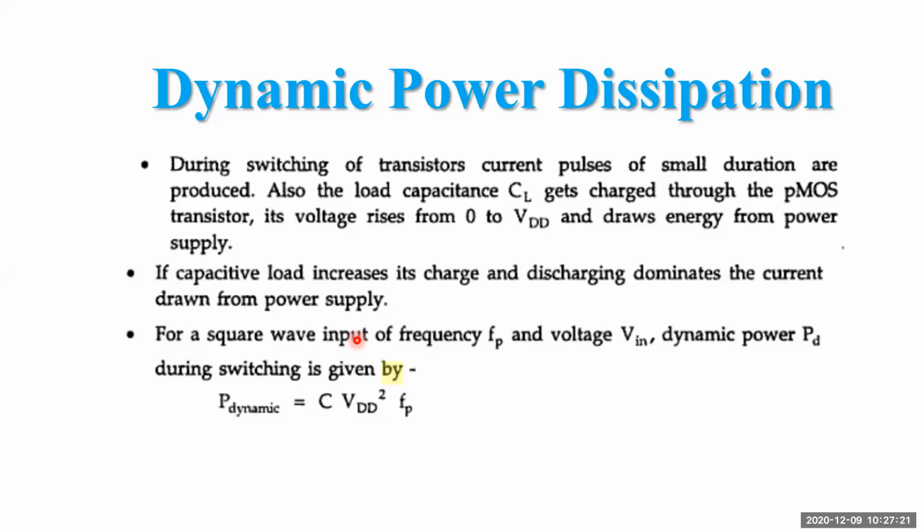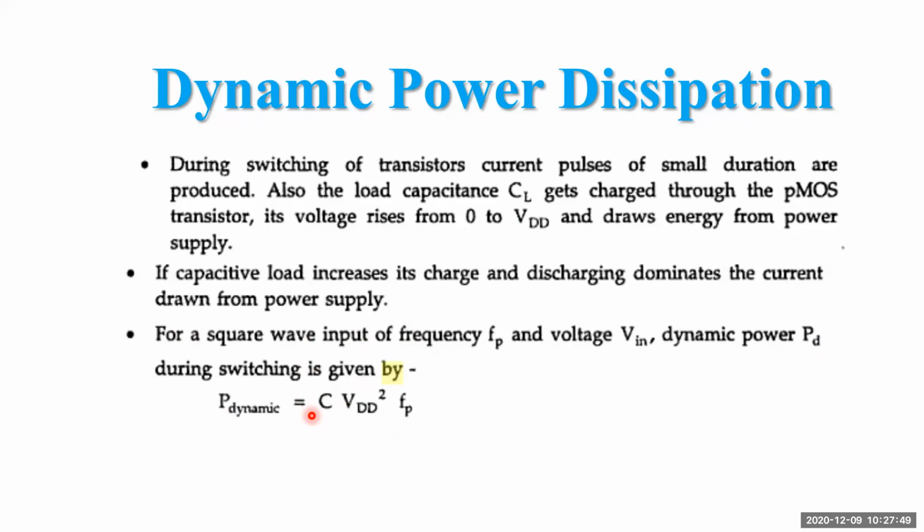If I talk about a square wave input of frequency FP, this is the formula which I told just now. The dynamic power dissipation during the switching is given by P dynamic equal to alpha times C V square F. Alpha depends upon the technology, so we have not mentioned it here. Approximately, it will be from 0 to 0.5, depending upon the technology.